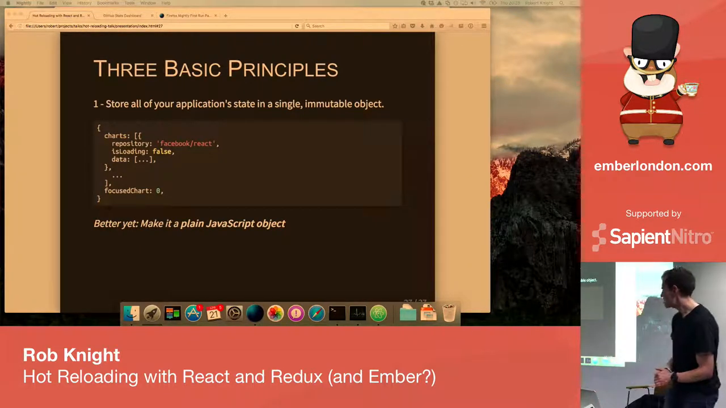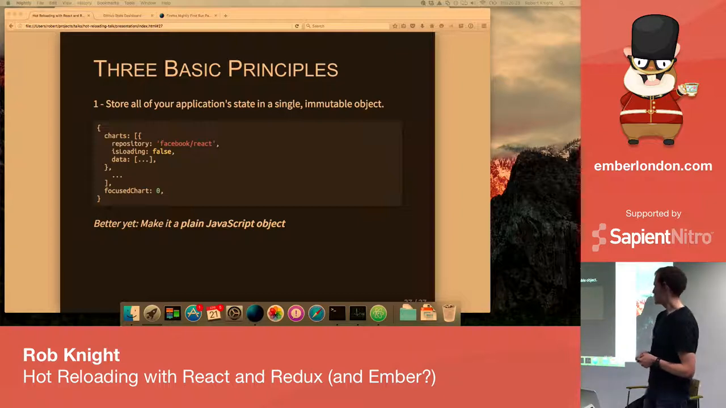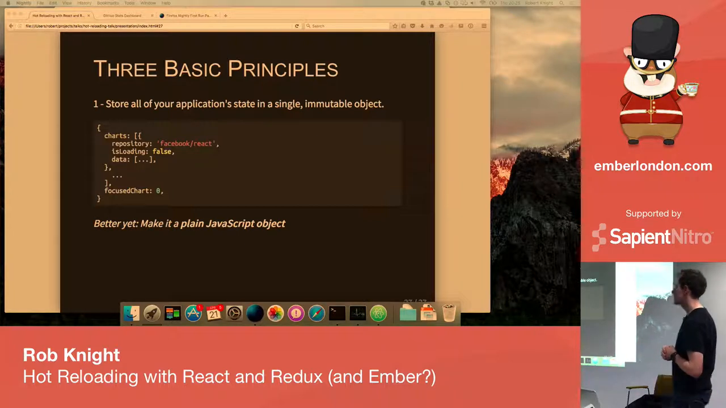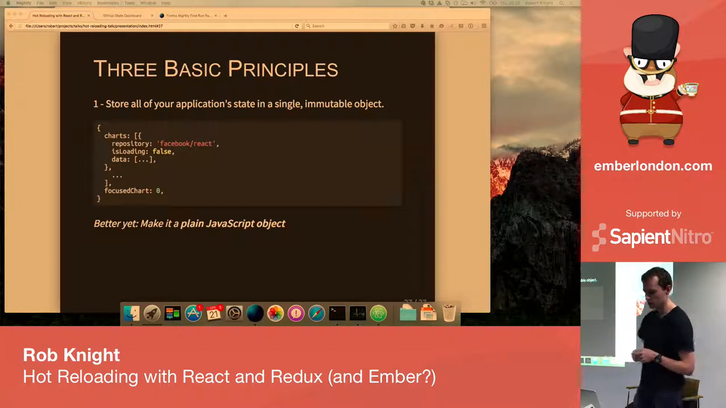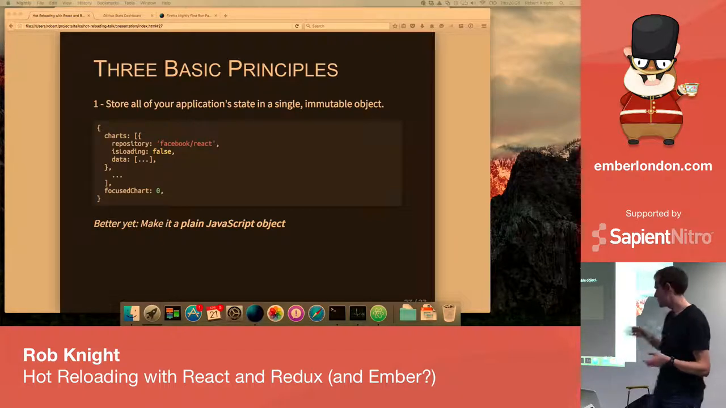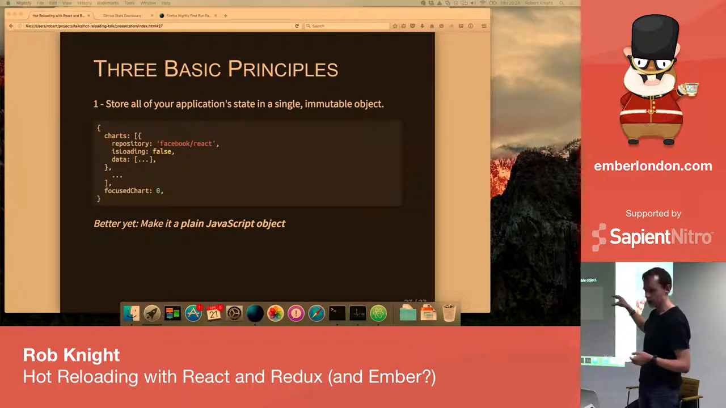There are three basic ideas behind Redux which enable all this. The first is that, rather than storing your application state spread across a bunch of services and components, it's ultimately all stored in one place, in a single immutable object. And that object is separate from the logic that updates it. Just having this structure enables a lot of useful debug tools on its own.